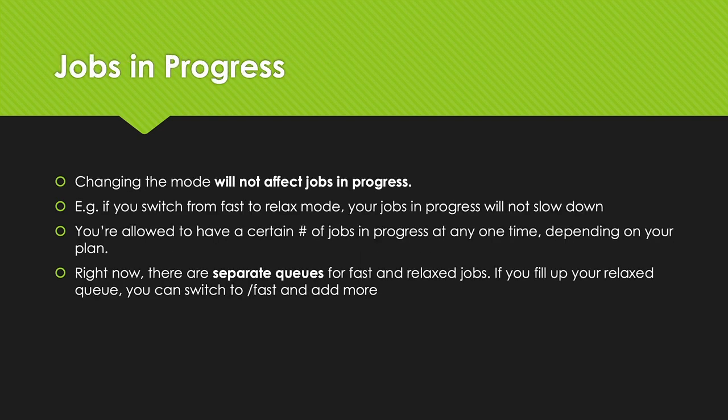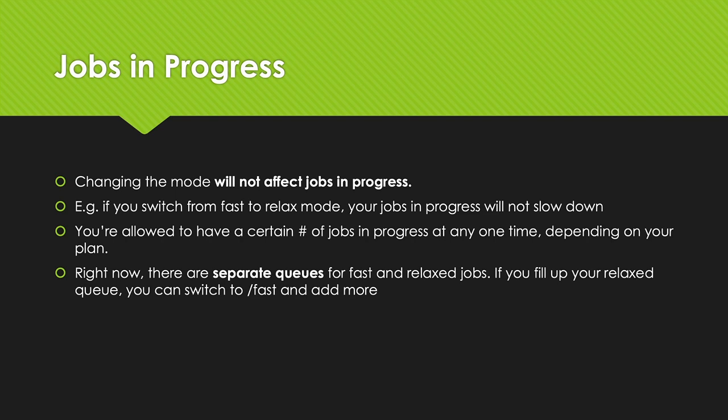So jobs in progress, when you change the mode of generation, when you change from fast to relaxed, that will not affect the jobs that are in progress. So let's say you're generating something with relaxed mode, but it's taking a long time and you want to speed it up. You can't speed up that job, but you can speed up the jobs that come after it.